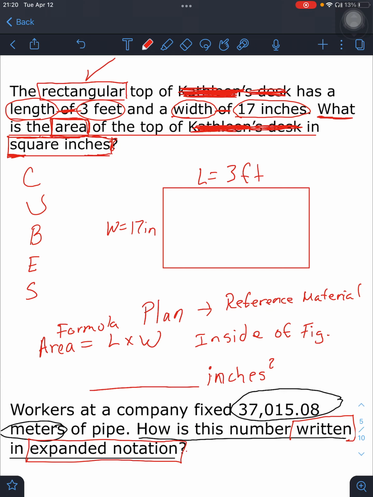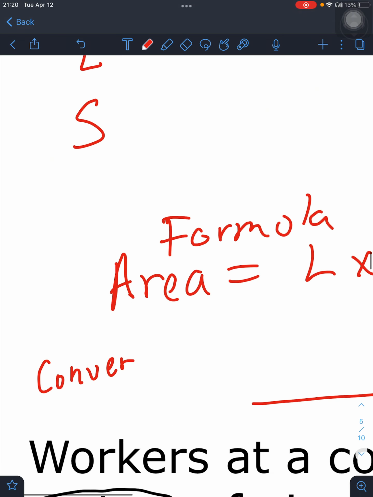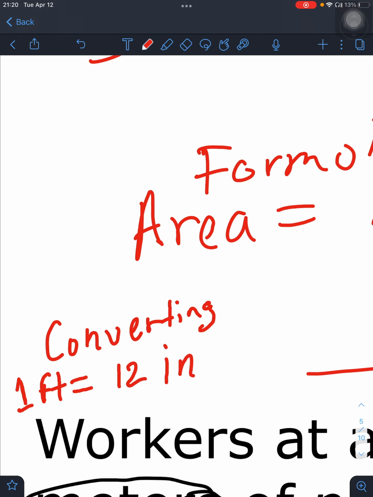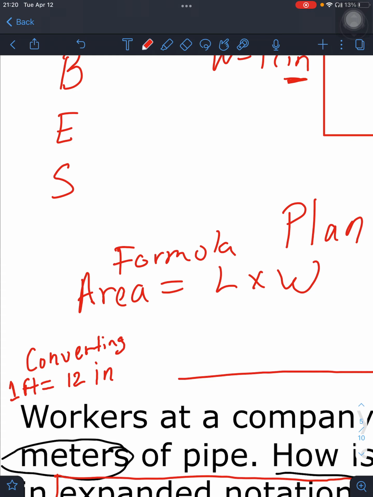We have 2 types of measurements. We have inches and we have feet. So part of our plan needs to include converting inches to feet, feet to inches. And this can be found in your reference material sheet as well. If you do not recall that 1 foot equals 12 inches, and how are you going to do this?